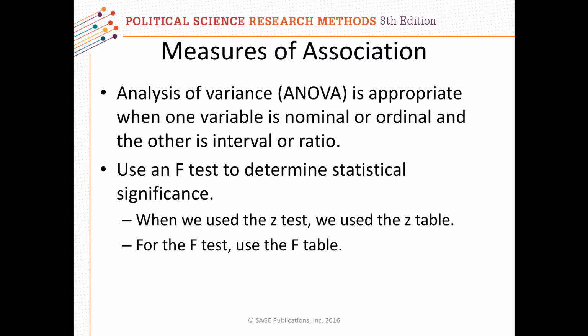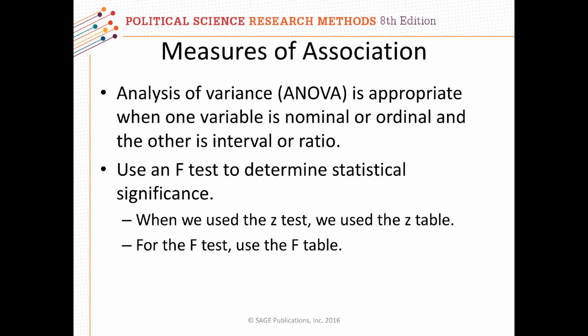Now, another type of test we can use is analysis of variance. It is appropriate when one variable is nominal or ordinal and the other is interval or ratio. So if you have men and women, those are your two categories, and then maybe a feeling thermometer on the president, like how do they feel about the president. You can use an F test to determine statistical significance there.